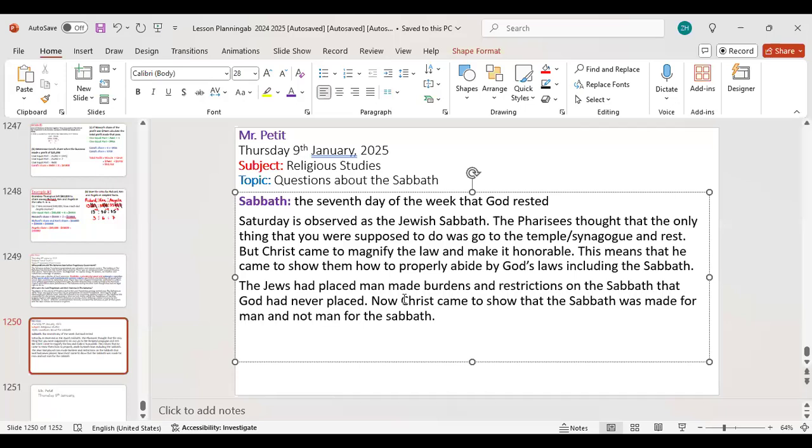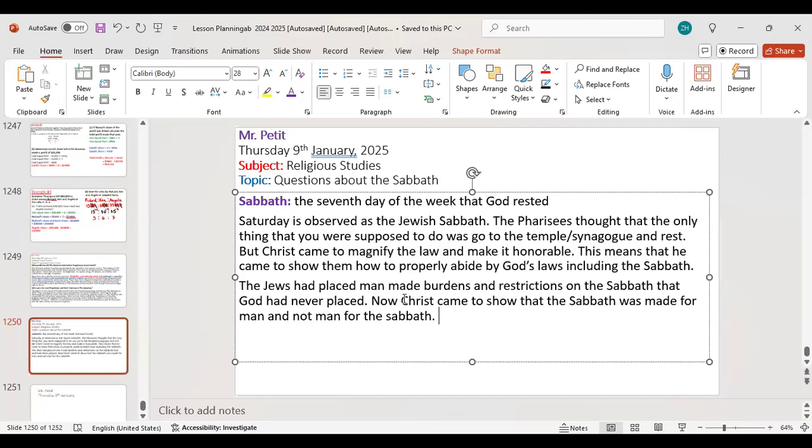Like the car was made for the human. The human was not made for the car, right? So that's the same thing. The Sabbath was made to be that rest for man, just like the bed was made for man, in the sense that you go to sleep and rest on the bed. You weren't made for the bed. The bed was made for you. The same thing with the Sabbath. The Sabbath was made for man, but man was not made for the Sabbath, right? So God made the Sabbath with man in view.